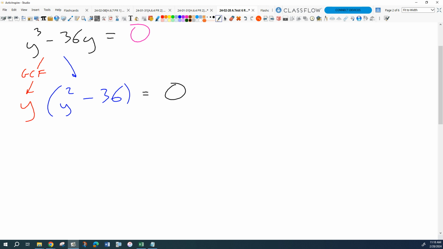So far, so good. Are we done factoring? No, we go a little further. The blue factor, it looks like what pattern? Difference of squares, the A squared minus B squared. There you go. So 36 is the same as 6 squared. Good. So don't forget, we've still got that y out front, but the difference of squares splits the other one up into what? y minus 6 and y plus 6. Good.